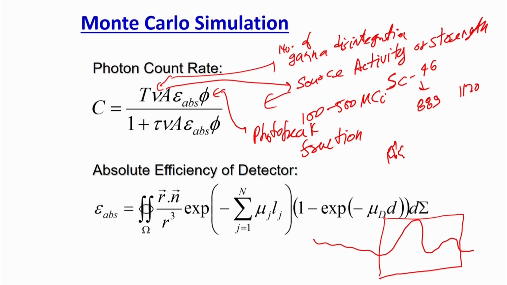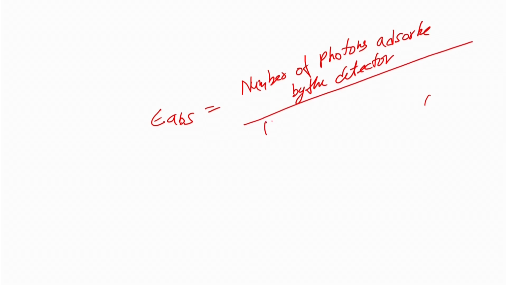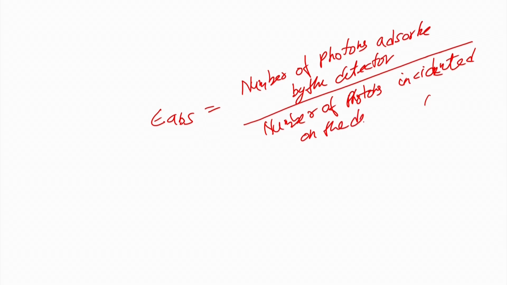Then we calculate the efficiency of the detector. The absolute efficiency of the detector is defined as the number of photons absorbed by the detector divided by the number of photons incident on the detector. So that is the way epsilon absolute has been defined.